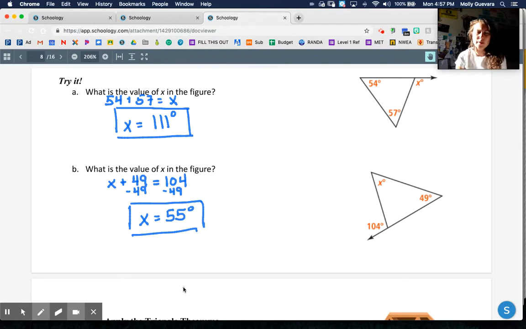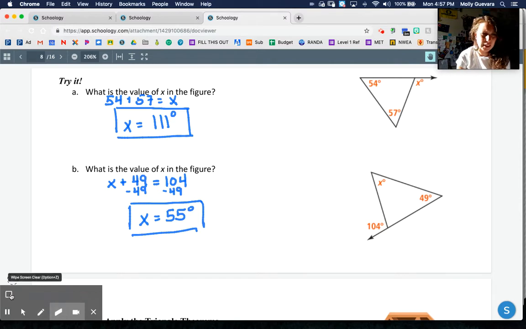So hopefully that went good. If you messed up and you need to fix something, make sure you do that so you don't have incorrect notes in your packet. We have one more example and a couple try-its left, and then we're done.